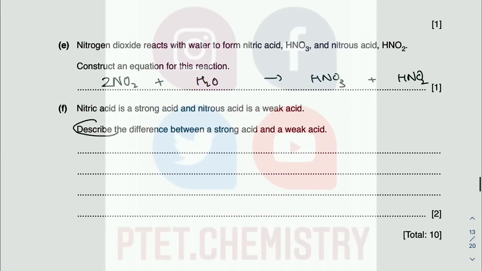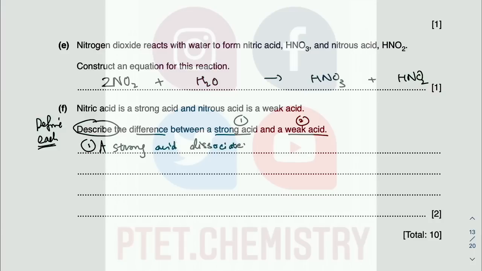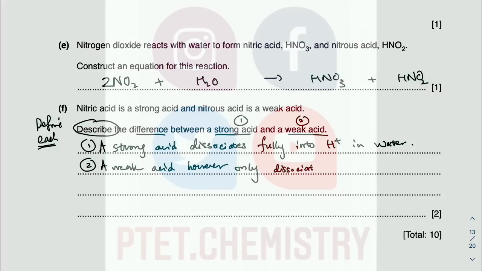Alright, you want to describe the difference between strong acid and weak acid. So you define each one, okay? So a strong acid dissociates, so the keyword really is dissociates fully into H plus in water. Alright, and then a weak acid, however, only dissociates partially into H plus in water.